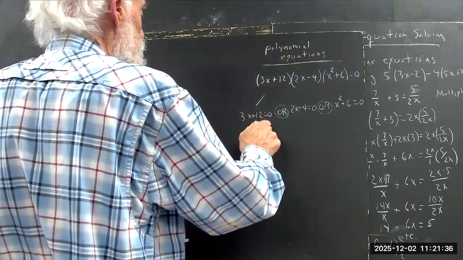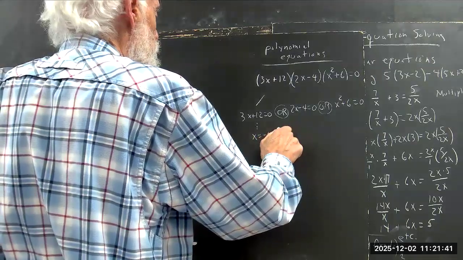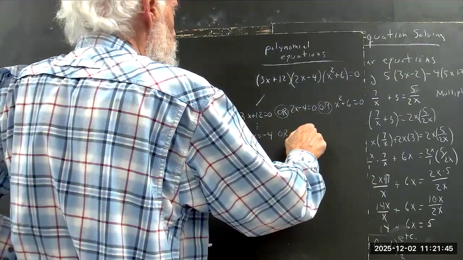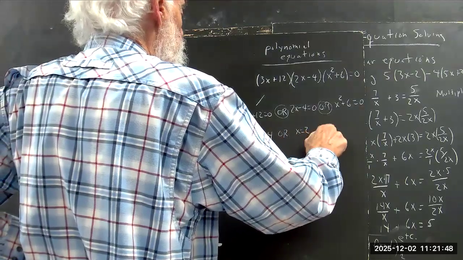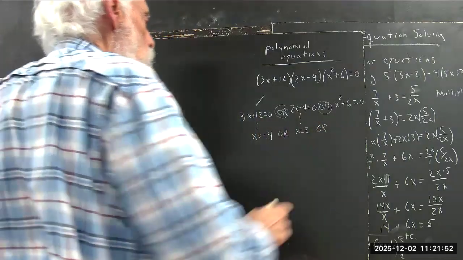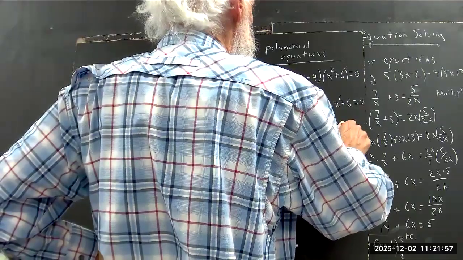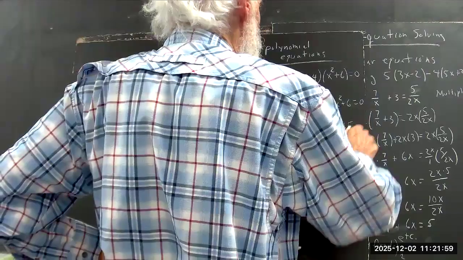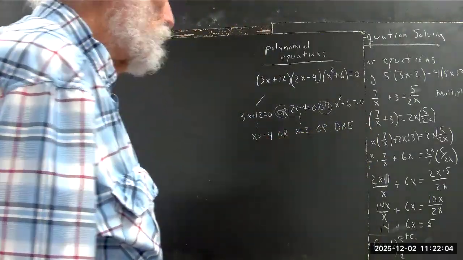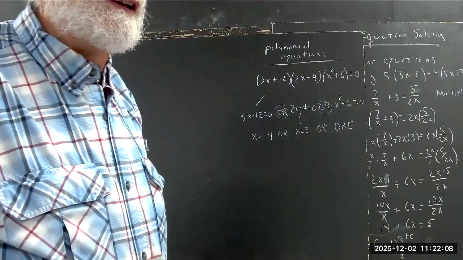So we solve this. We get x equals negative 4. We solve this. We get x equals 2. And we solve this. I'll write D and E. The solution to the x squared plus 6 equals 0 does not exist.